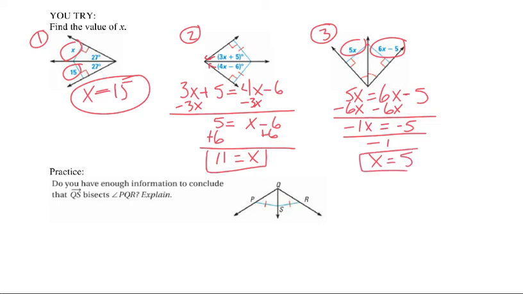So for the next question, do we have enough information to say that QS is the angle bisector? If you look at it, we see that they are congruent to both sides of the angle, but the biggest thing that is missing is that it's not perpendicular to the sides. So this QS may not necessarily be down the center.